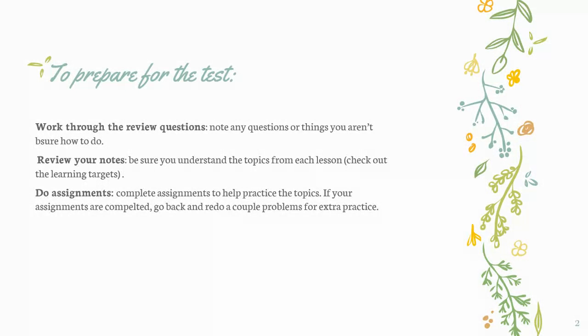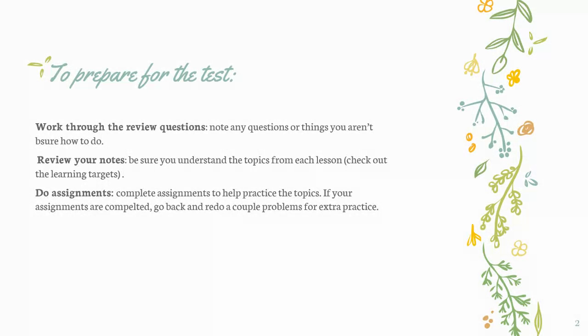Take some time to review your notes as well. Be sure that you understand the topics from each lesson. So each lesson that we did, check out the learning targets and make sure that you understand those learning targets because that's what the test is written off of.